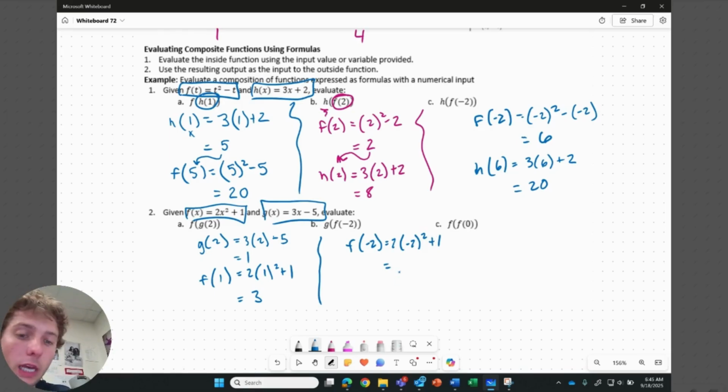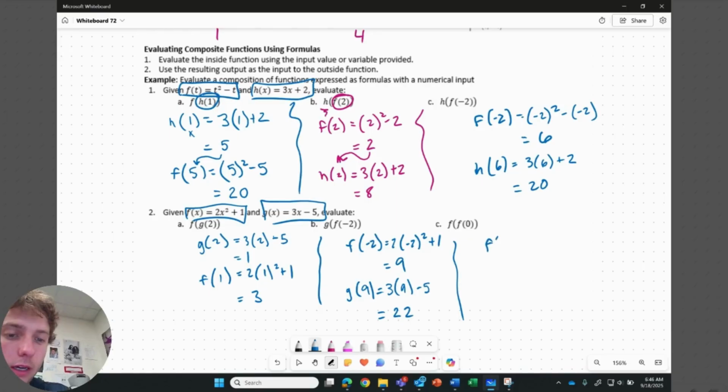Plugging in there, type that into Desmos if we need. We get a value of 9. Plug that into the outer function g now, and get 22. Last one, f of 0. F of 0 would give us positive 1.